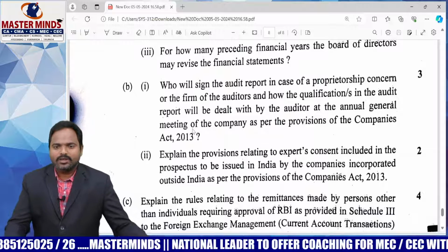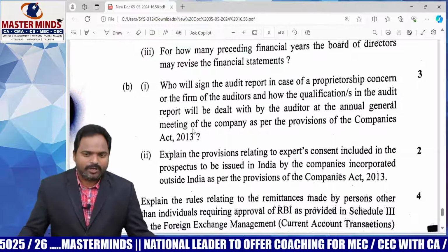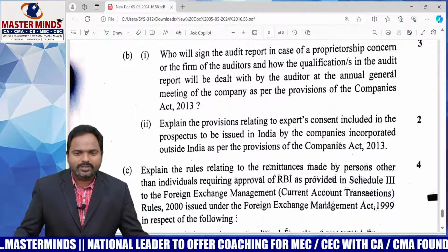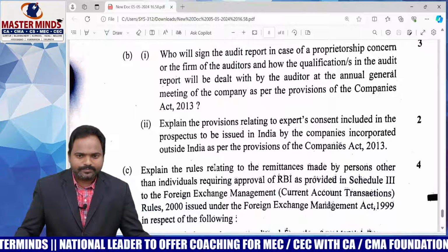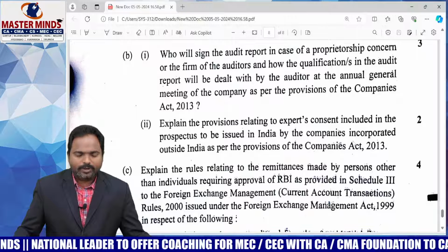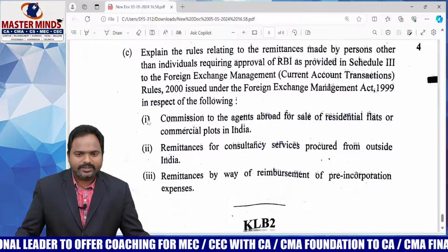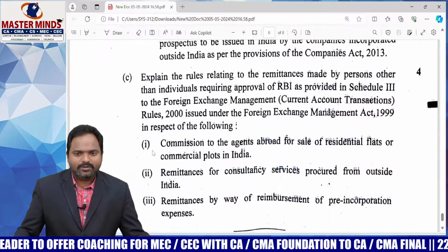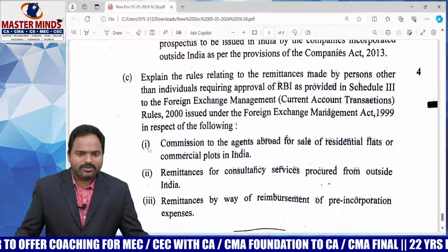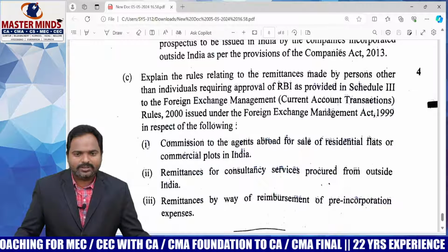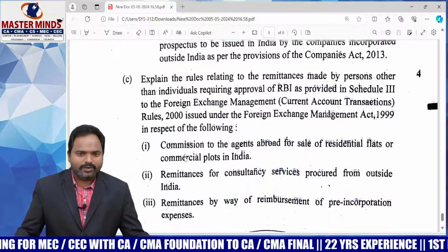And next one is audit report: who has to sign in case of proprietary consent, all these things, and explain the provisions of expert consent. This is from audit, and this is actually from the prospectus and allotment of security chapter, expect 2 marks only. And this is actually from FEMA Act. So current account transactions limits are there. So that limits you have to understand, and from whom you have to take the permission for this, all these things you have to write here for 4 marks.